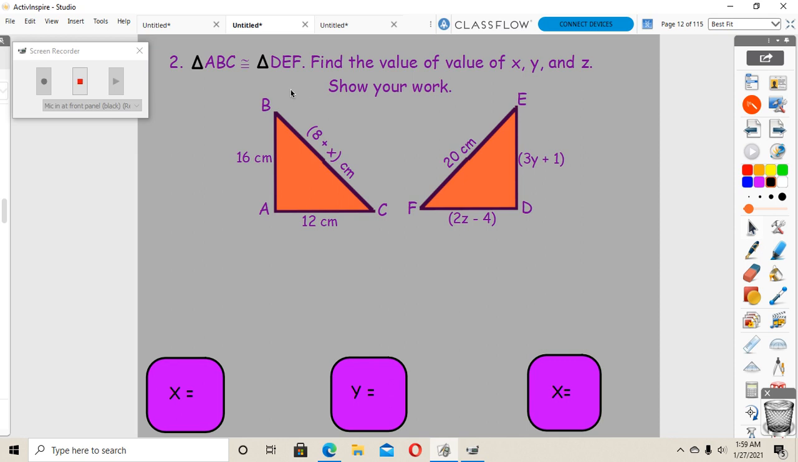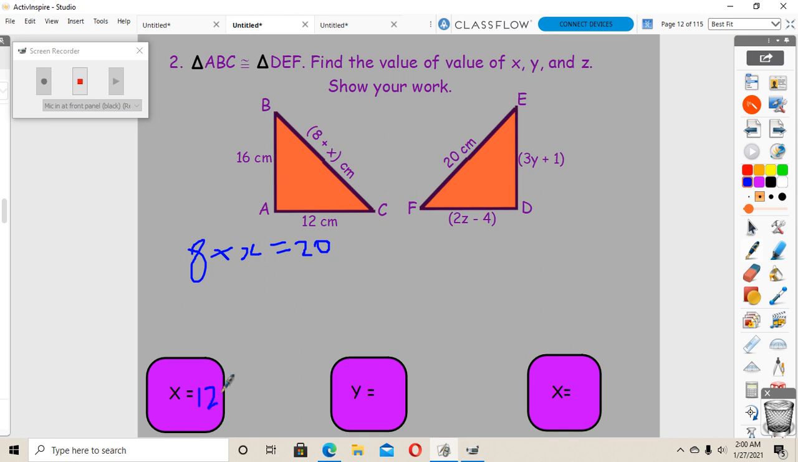Triangle ABC is congruent to triangle DEF. Find the values of X, Y, and Z. As we know, the sides are equal in congruent figures. BC is congruent to 20, so we can say 8 plus X is equal to 20. X equals 12, because 12 plus 8 gives us 20.